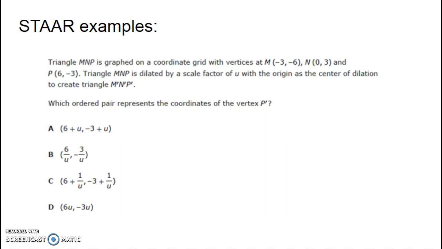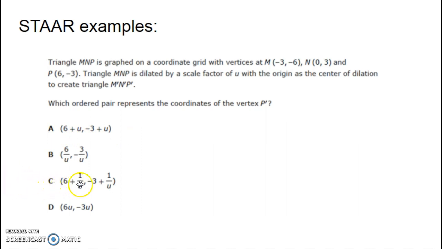Well, what two can we eliminate immediately? Actually, there's three, but let's start with two. Based on what we know we have to do with the scale factor to get the new triangle, we can eliminate. Think to yourself, and I'll pause for a second while you figure out which two I'm looking for. Okay, the first one we can eliminate is A, because they are taking the vertices and adding them to the scale factor.